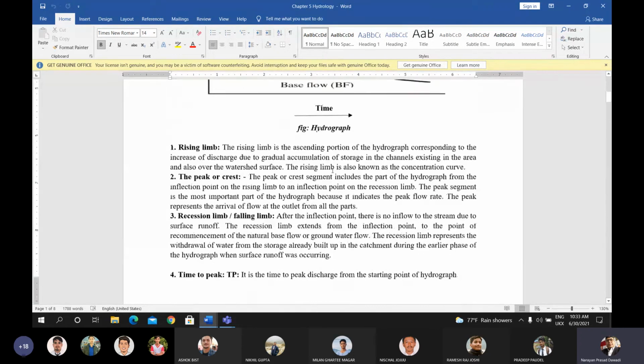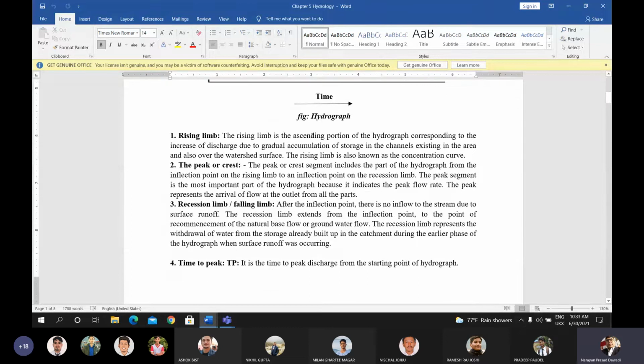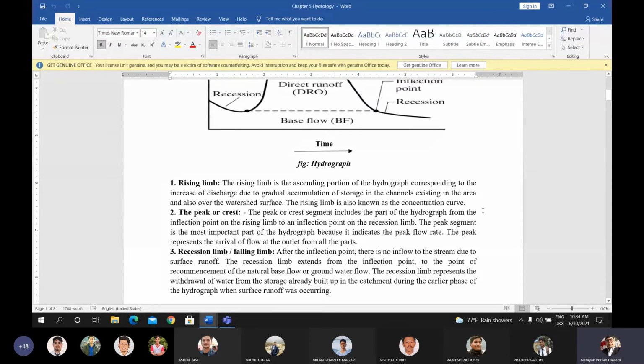You can see here the rising limb. The rising limb is the ascending portion of the hydrograph corresponding to the increase of discharge due to the gradual accumulation of storage in the channel existing in the area, and also over the watershed surface. The rising limb is also called the concentration curve.